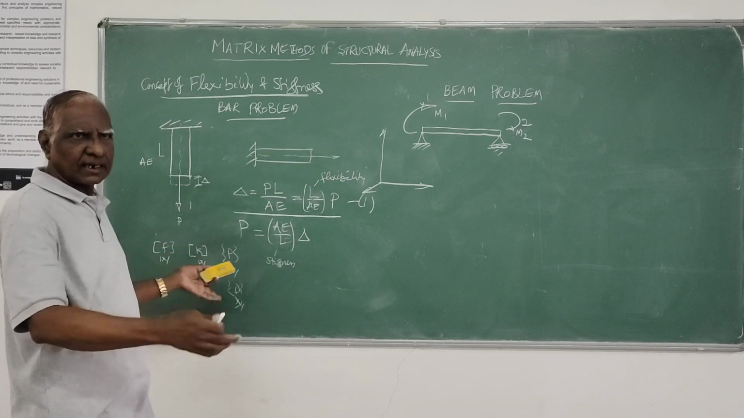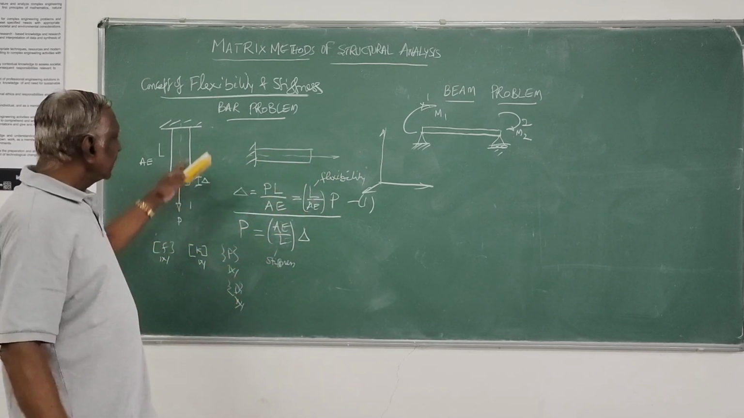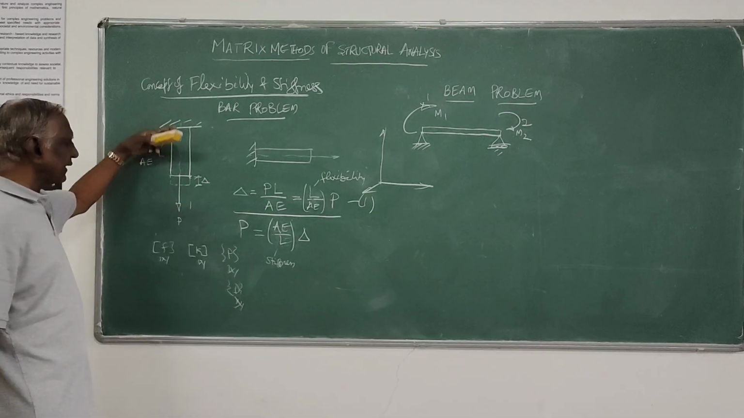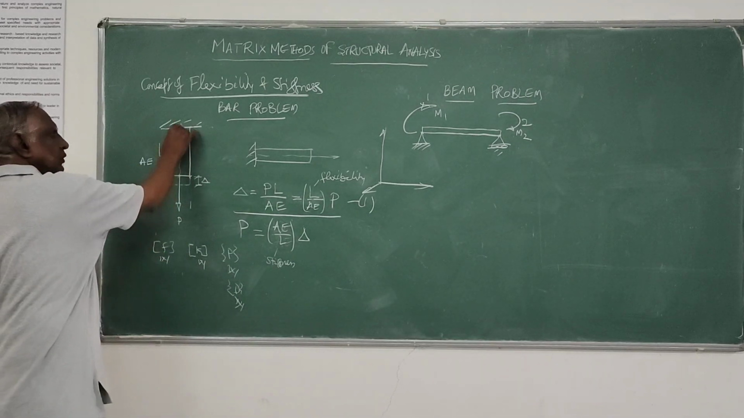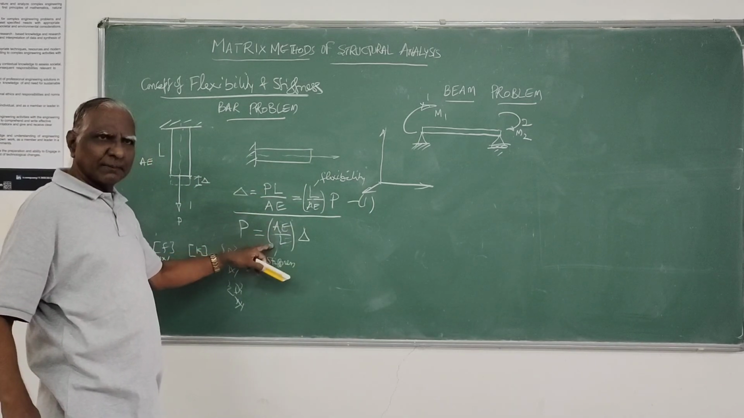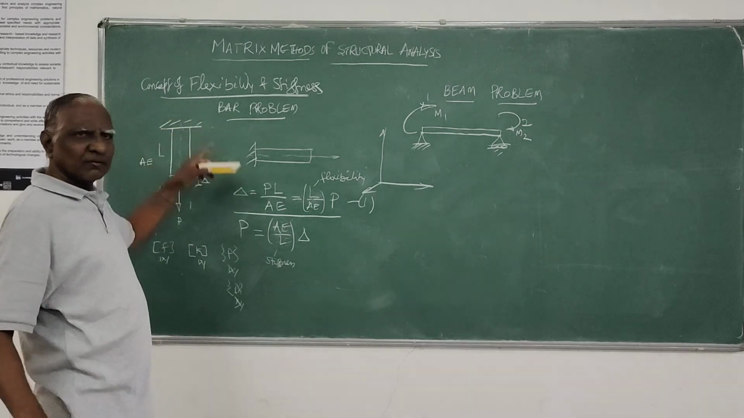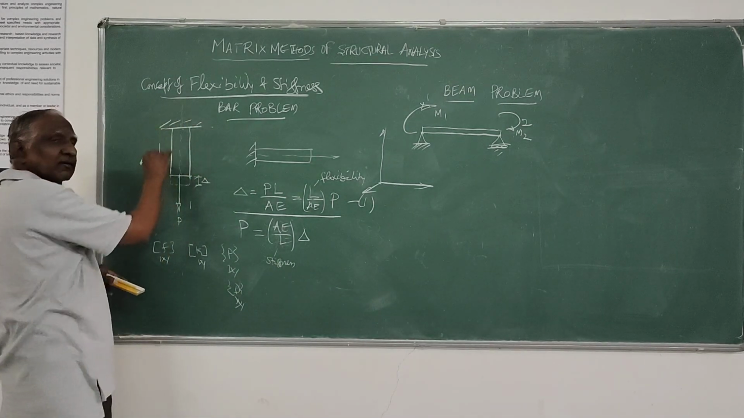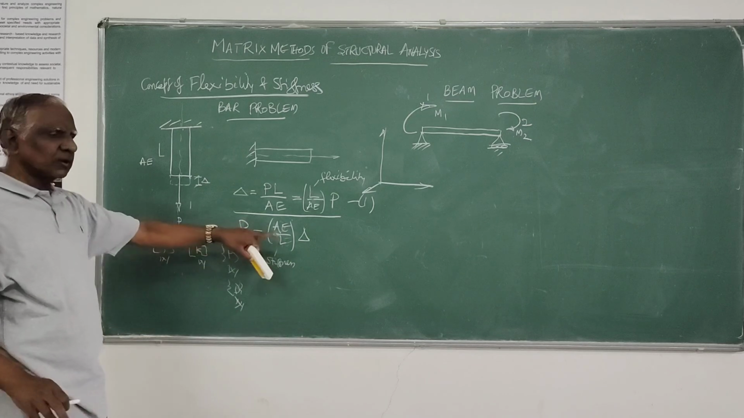Two ends I have considered, that means it is a member. Here I didn't consider a member, I considered only one point. Here also I can consider 2 points, 2 ends, it becomes a truss. Here I told AE by L. So 2 points, one is opposite to the other, because whatever is happening here, equal and opposite will happen opposite to that.